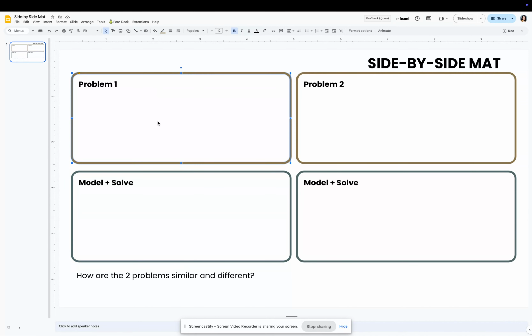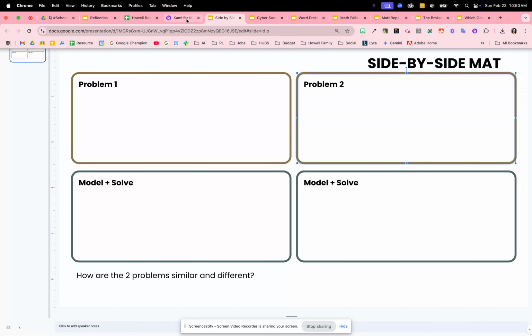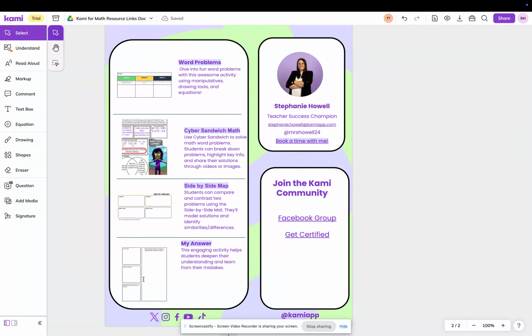So for example, I might do a problem here with fractions, and over here I might do another different problem with fractions as well. They're solving it and they're really thinking about, how is it similar and how is it different? That can be a great way for students to talk as well.